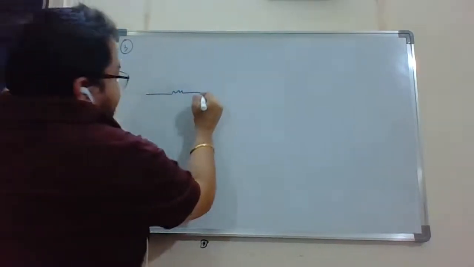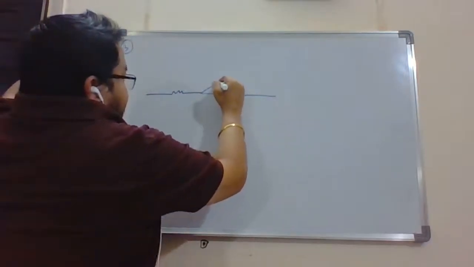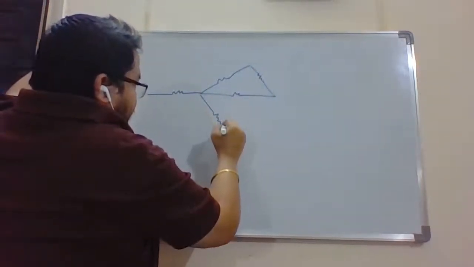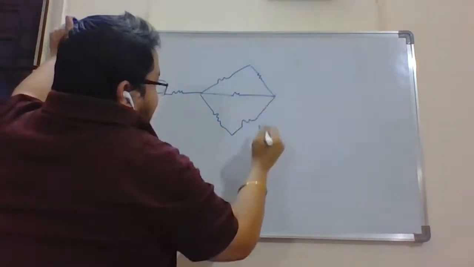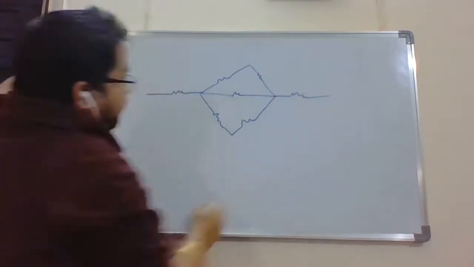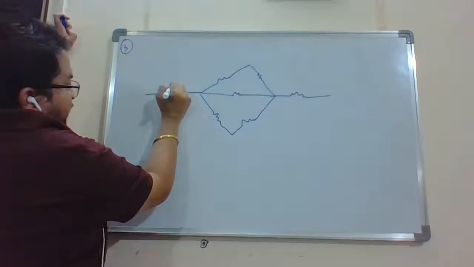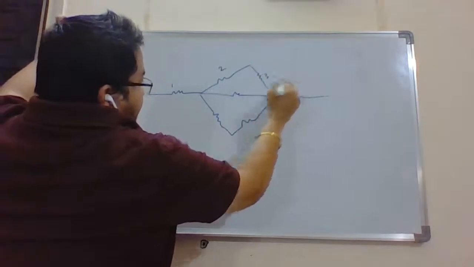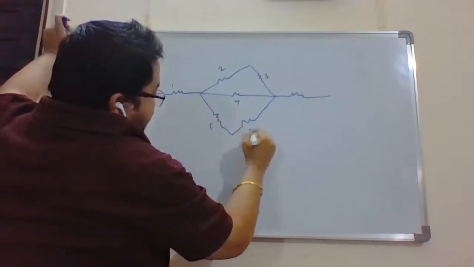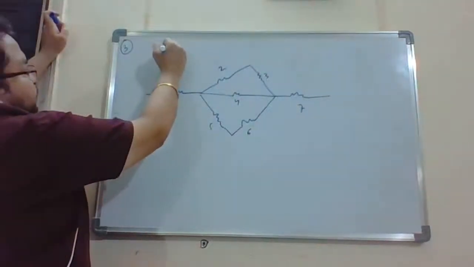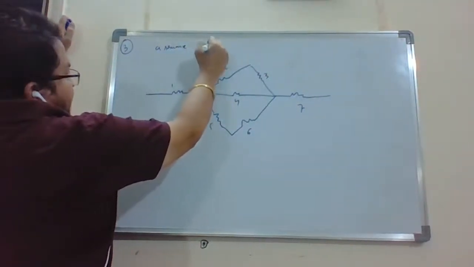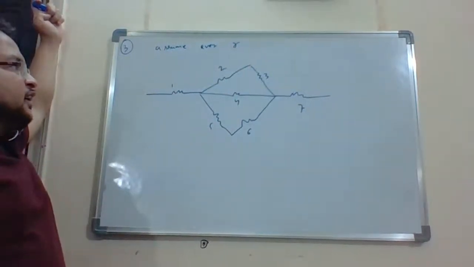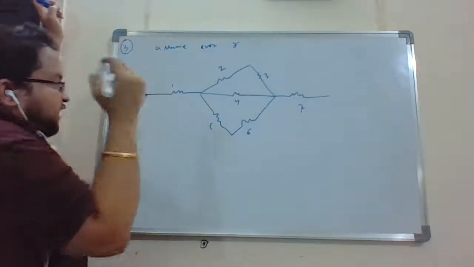One resistor is like this, the second resistor like this, then we have one like this, then we have one here, we have one here, we have one more here. Say resistor number 1, 2, 3, 4, 5, 6, 7, and assume every resistor is nothing but R ohm. It doesn't matter whether they are the same values or different values, we are just trying to understand the concept here.